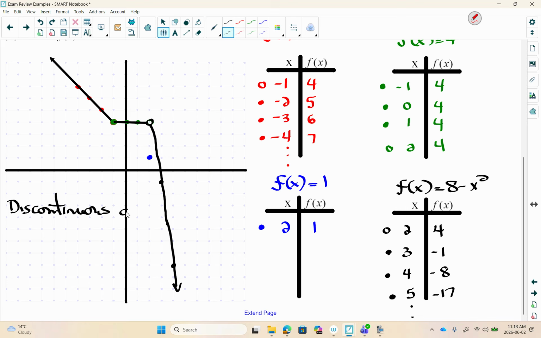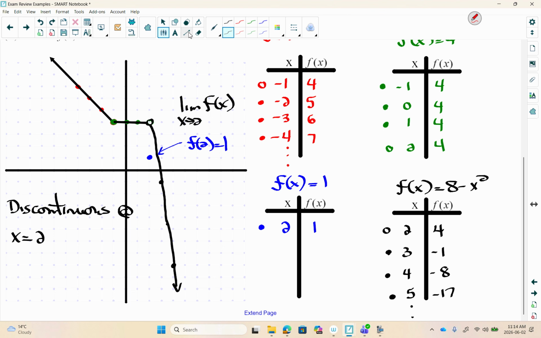Continuous at x equals what? It's discontinuous right here. What's that x value? 2. The reason, okay, f at 2 equals 1. It does have a defined height. The limit as x approaches 2 of f of x.